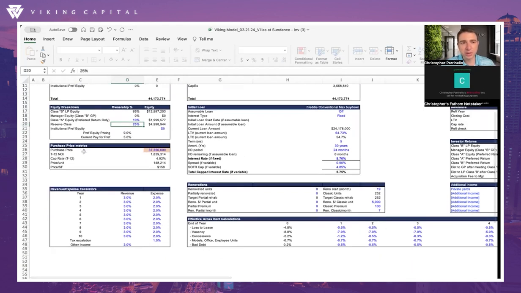Purchase price metrics: you have the agreed upon purchase price with the seller. You have their trailing 12 NOI. And then you have the formula, which is their NOI versus their purchase price into a cap rate. So this would be our going-in cap rate. We're buying the property at a 4.92% cap rate.